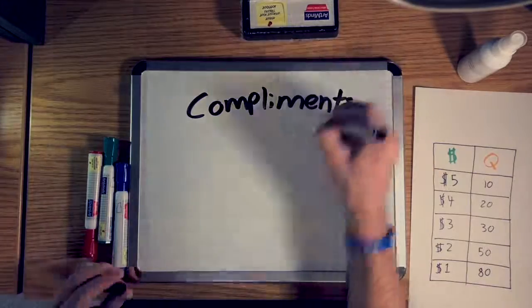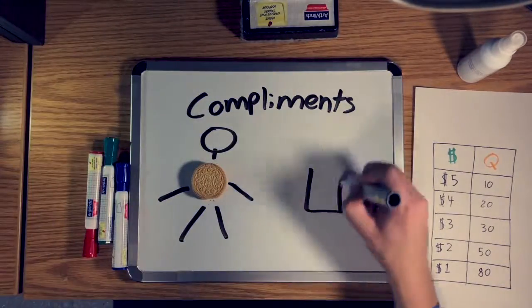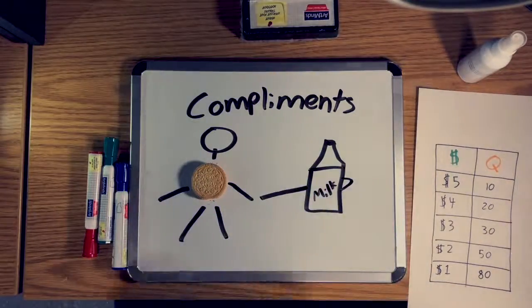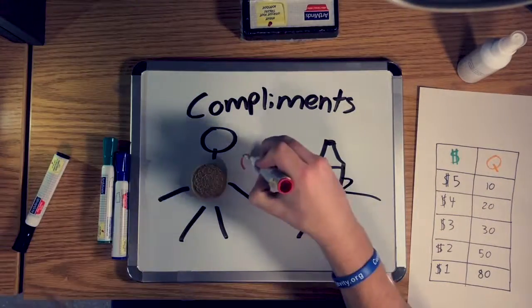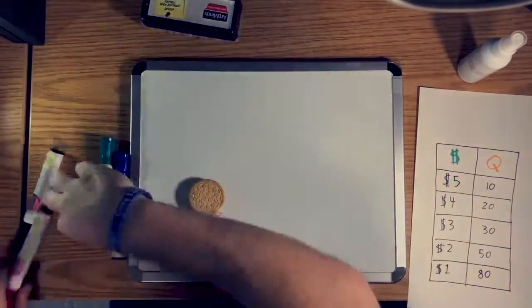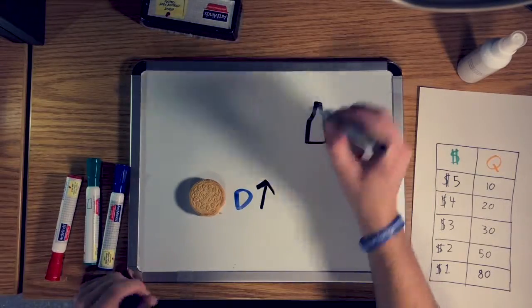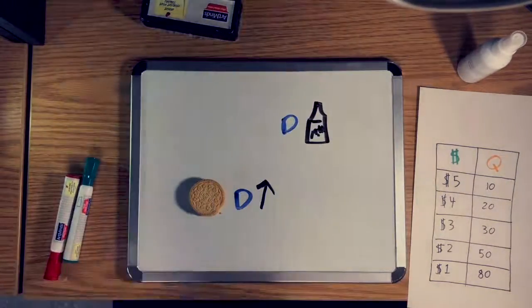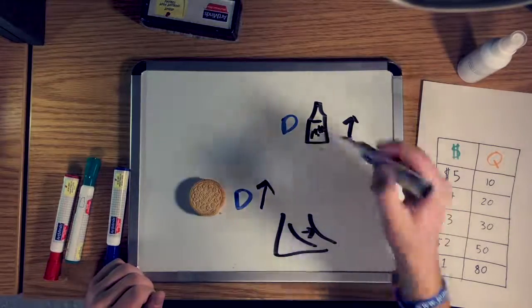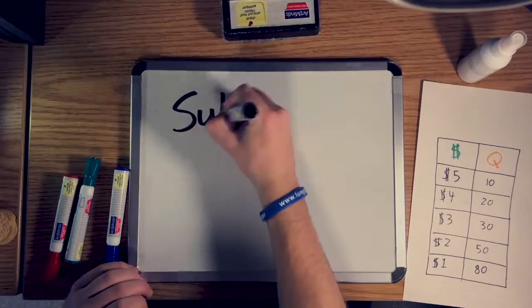Complements are something that go well together, like Oreos and milk. Complements work in such a way that when the demand for one goes up, so does the demand for the other. You can show it in a graph just like this. When the demand shifts out for one, it shifts out for another.